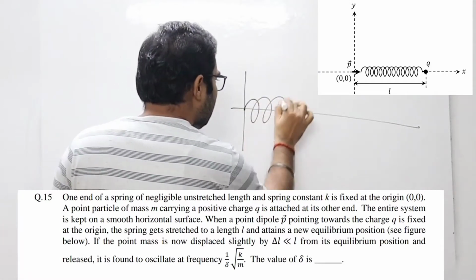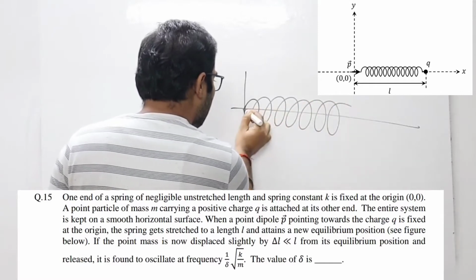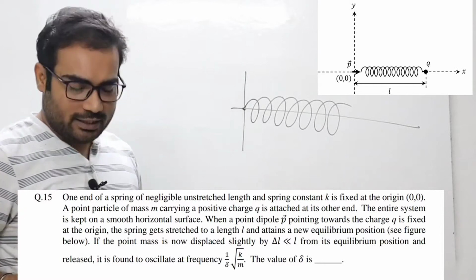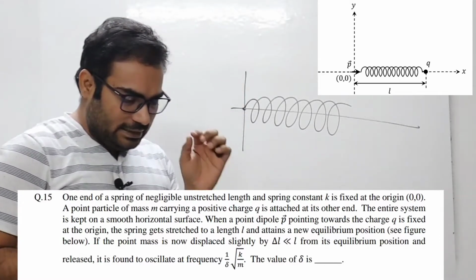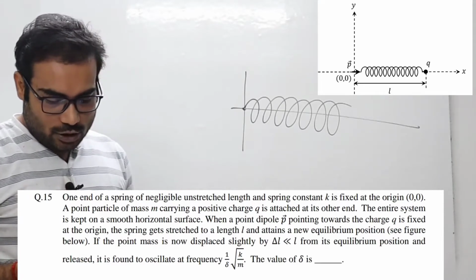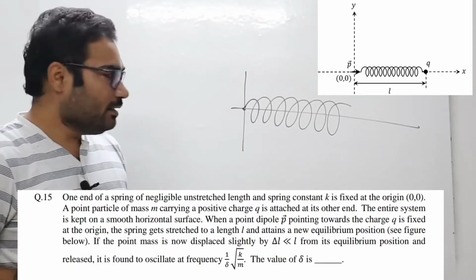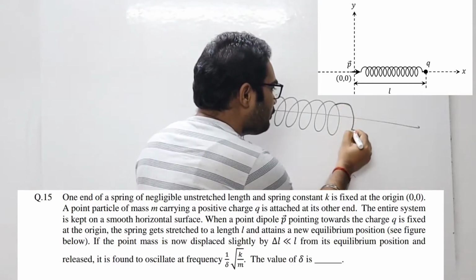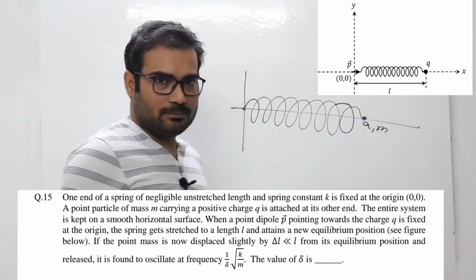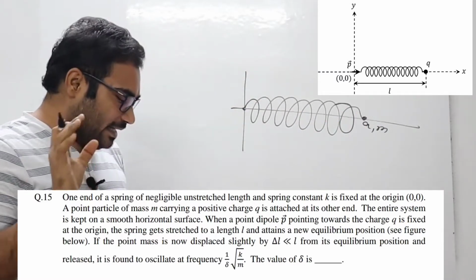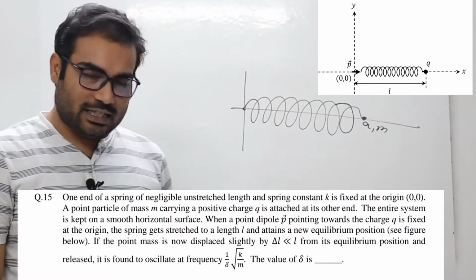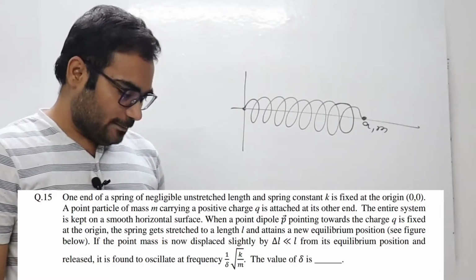Suppose that this is the spring. One end of the spring is attached to the origin of this fixed coordinate system, and a point particle of mass m carrying a positive point charge q is attached at the other end. The entire system is kept on a smooth horizontal surface when a point dipole p pointing toward the charge q is fixed at the origin.